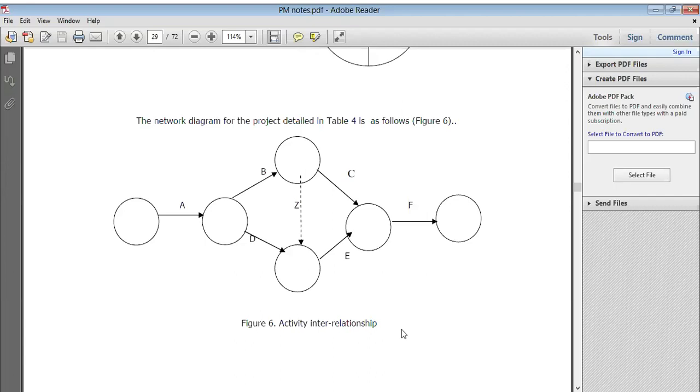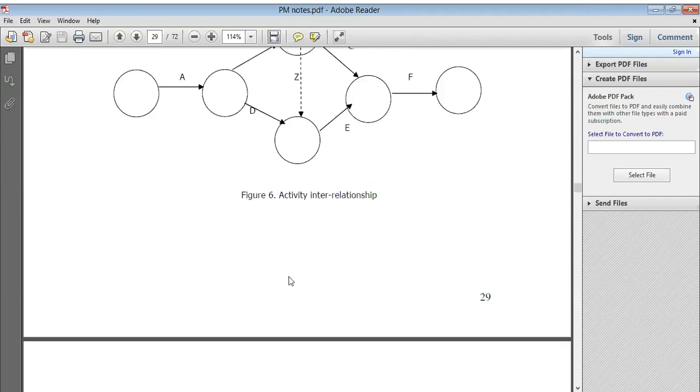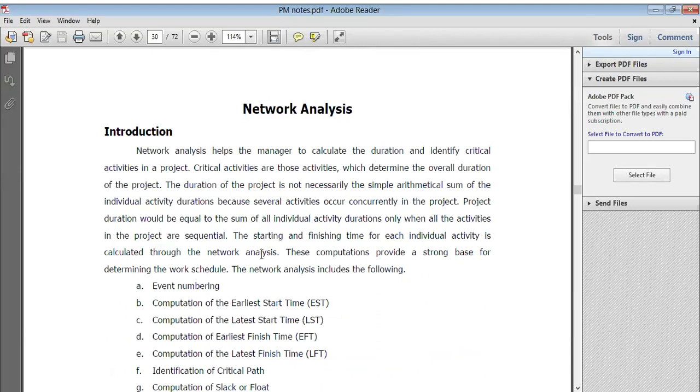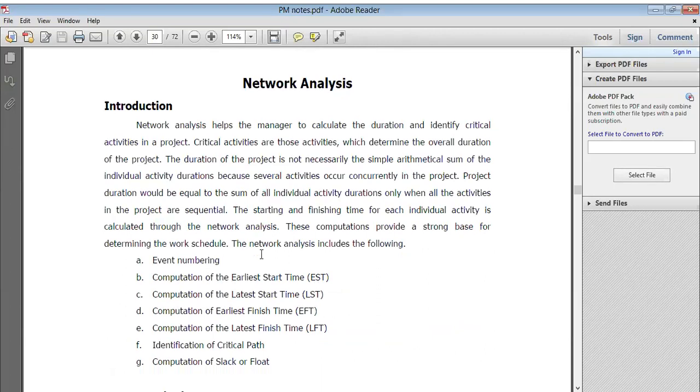But you need to learn the formula: optimistic time TO, most likely time TM, and pessimistic time TP, divided by 6. Whatever figures are given in the problem, you calculate them, and on that basis you prepare the diagram with arrows and prove which path is going well. Here the path is the activity interrelationship, right? Now next we have started the network analysis. What is network analysis? It helps the manager to calculate the duration and identify critical activities in a project, right?